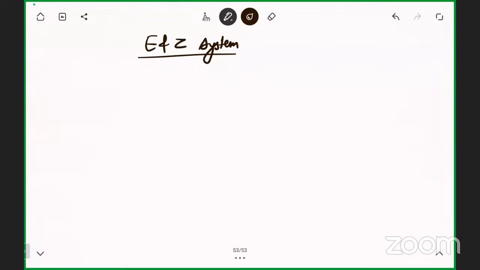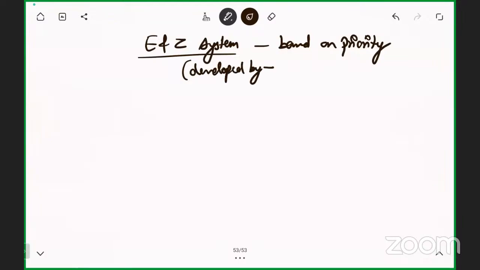Okay, let's discuss the E and Z. This particular system is based on priority. Based on priority. It was developed by Cahn, Ingold, and Prelog, CIP. So the E and Z.